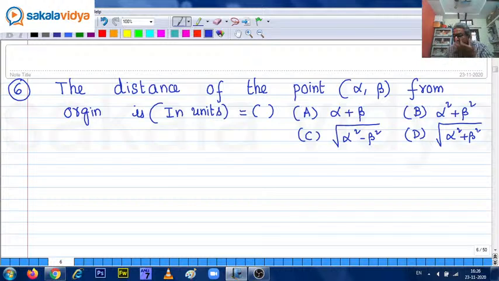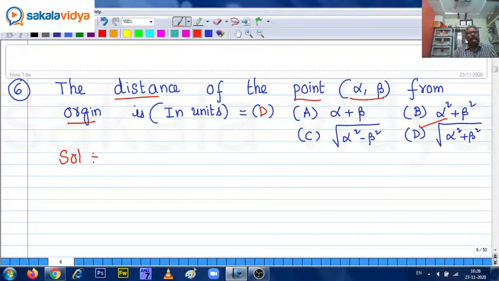Root over alpha square plus beta square. It's a formula itself only. Directly we can write it. The distance of the point alpha comma beta, instead of x comma y, from origin. X comma y is there, root of x square plus y square. So here root of alpha square plus beta square. D is the right option. But moreover, I will write the formula once again.